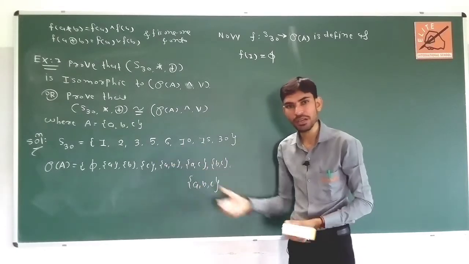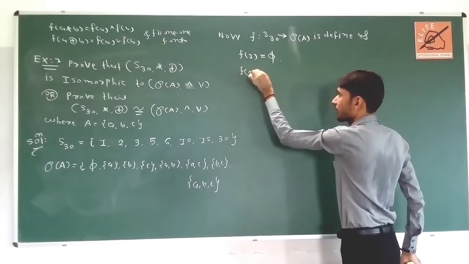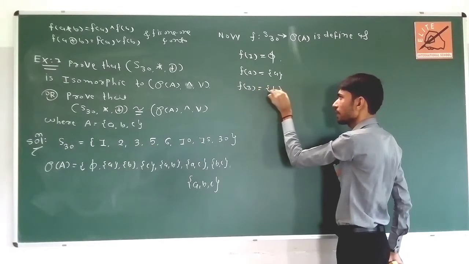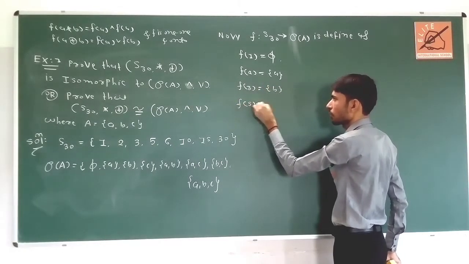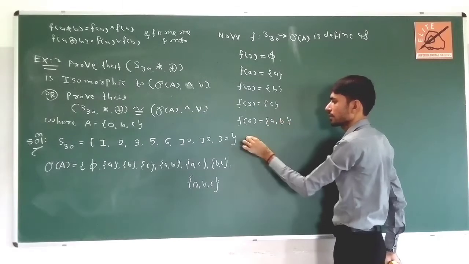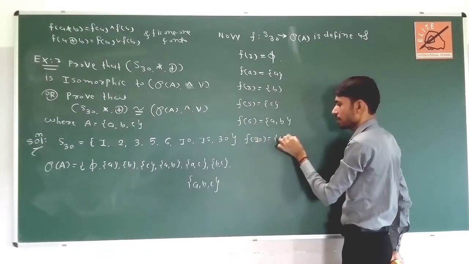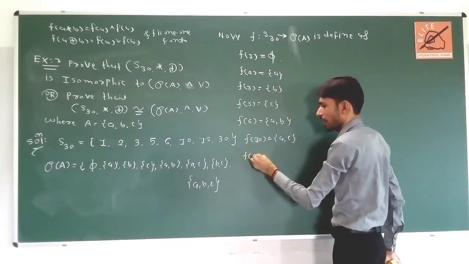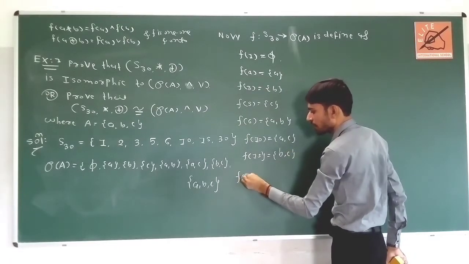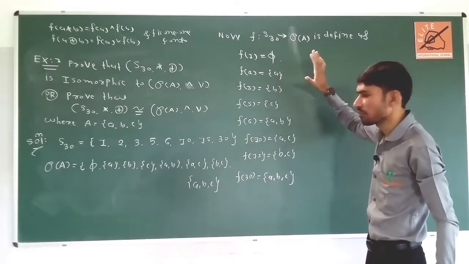That means our function is one-one and onto. So f of 1 is equal to the empty set, f of 2 is equal to set A, f of 3 is equal to set B, f of 5 is equal to singleton set C, f of 6 is defined as AB, f of 10 is defined as AC, f of 15 is defined as BC, and image of f of 30 is ABC. And now observe, our function becomes one-one and onto.